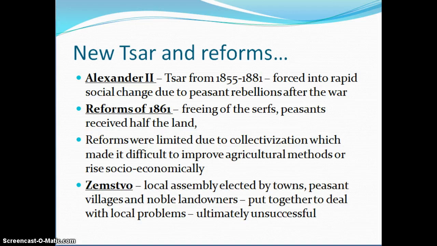The Zemstvo is an important term. It's a local assembly elected by towns, peasant, village, and noble landowners. They put together to deal with local problems, and they're ultimately unsuccessful. The Zemstvo and the Duma, which we'll mention in a couple of slides, are both put into place to appease the people as the monarch and the aristocracy try to hold on to and maintain power rather ineffectively in Russia.